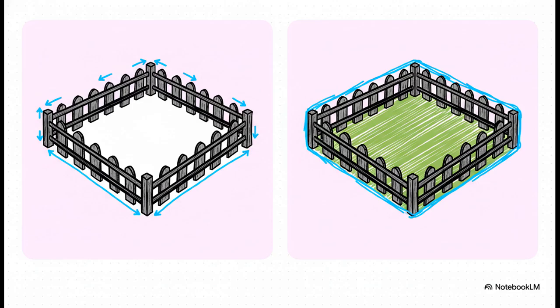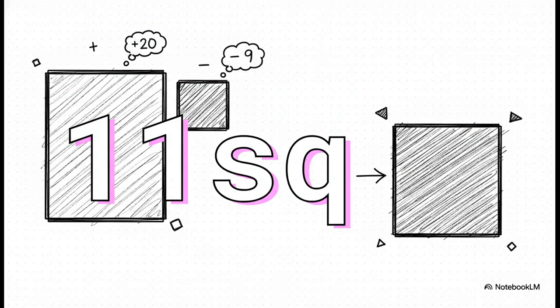This is so important. While perimeter is a length, area is a surface. Perimeter is the fence. Area is the yard inside the fence. That's the crucial difference. Let's put this into practice. Imagine your floor has a total area of 20 square meters. If you put down a carpet that's 3 meters by 3 meters, which has an area of 9 square meters, you can figure out how much floor is left showing just by subtracting. 20 minus 9 leaves 11 square meters of bare floor.